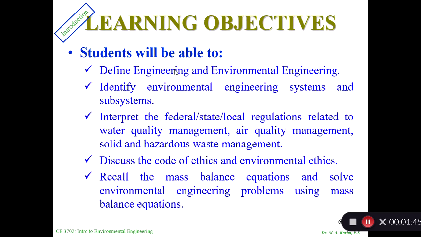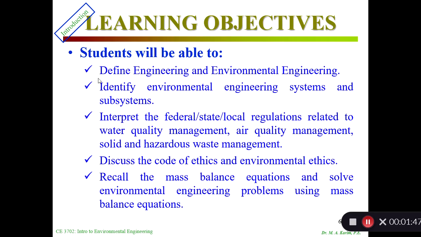Okay, so here are the learning outcomes for this topic. Students should be able to define engineering and environmental engineering, identify environmental engineering systems and subsystems, interpret the federal, state, and local government regulations, water quality management, air quality management, solid waste and hazardous waste management, discuss the code of ethics and environmental ethics, and recall the mass balance equations and solve engineering problems using mass balance equations.